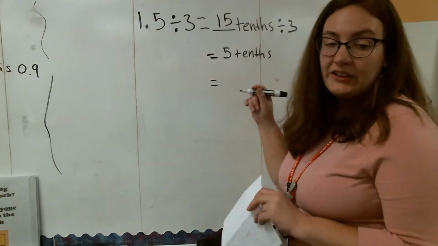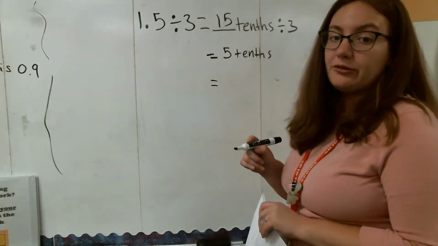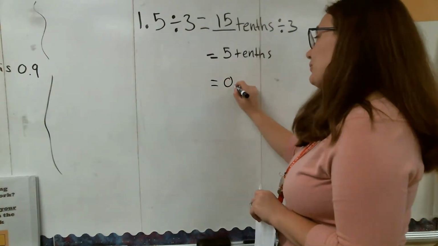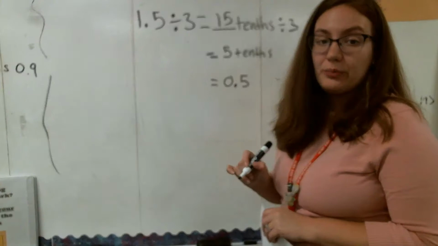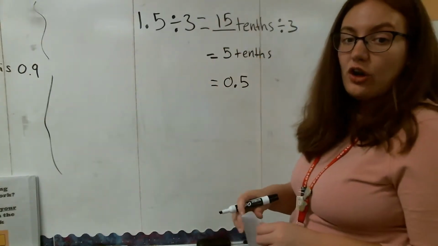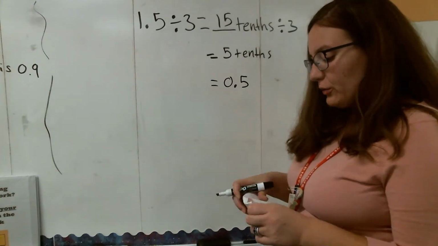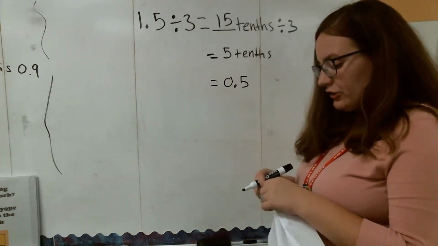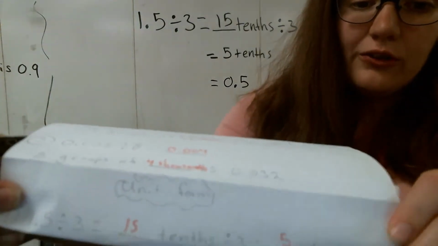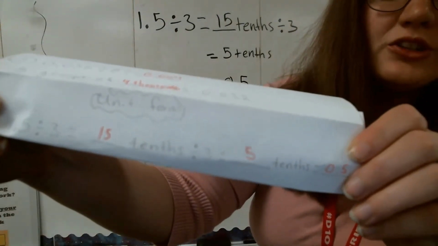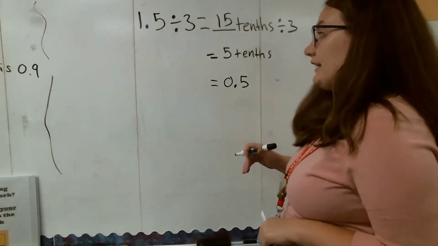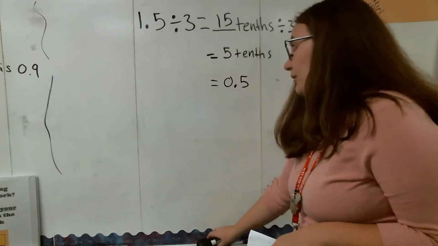Now that I have my answer in unit form, I'm going to rewrite it as a decimal. So 5 tenths as a decimal or in standard form is just 0.5. And that's all we need to do to solve this problem. So you should be showing me this so far in your notebooks. All right, let's move on to the next problem.